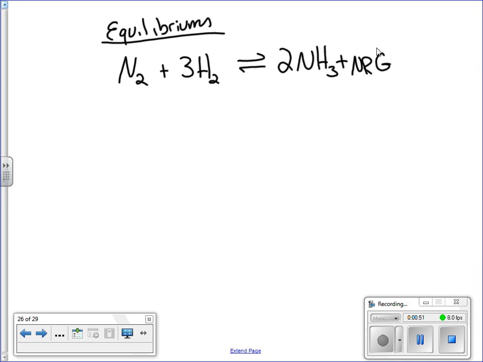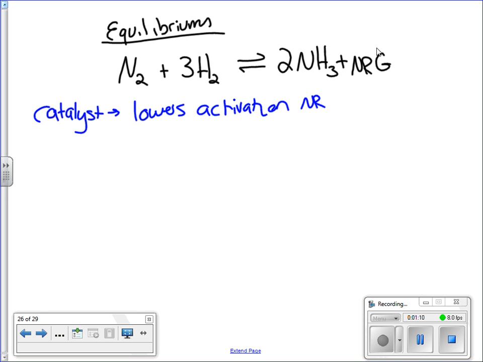There are a few ways to shift equilibrium. The first one doesn't shift equilibrium, but I'm going to talk about it first because of that. Catalysts. Adding a catalyst lowers the activation energy. Therefore, it speeds up both reactions equally. It speeds up the forward reaction and it speeds up the reverse reaction. Therefore, it has no effect on equilibrium. No effect.